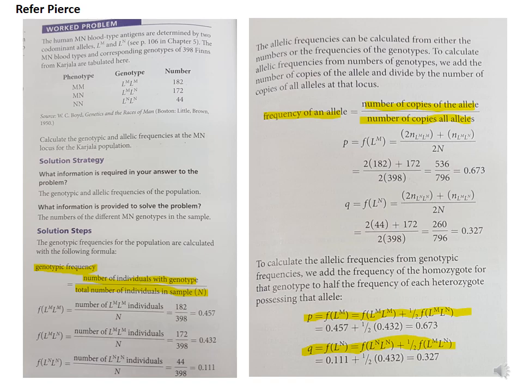And this is a work problem which we have already discussed: how we calculate genotypic frequency, and from genotypic frequency, how we calculate allelic frequency. We discussed this in the first part of the lecture, and you can refer to Peers for this. Why are we discussing it again? So that we can see the different kinds of questions which come from this particular topic, Hardy-Weinberg's law.